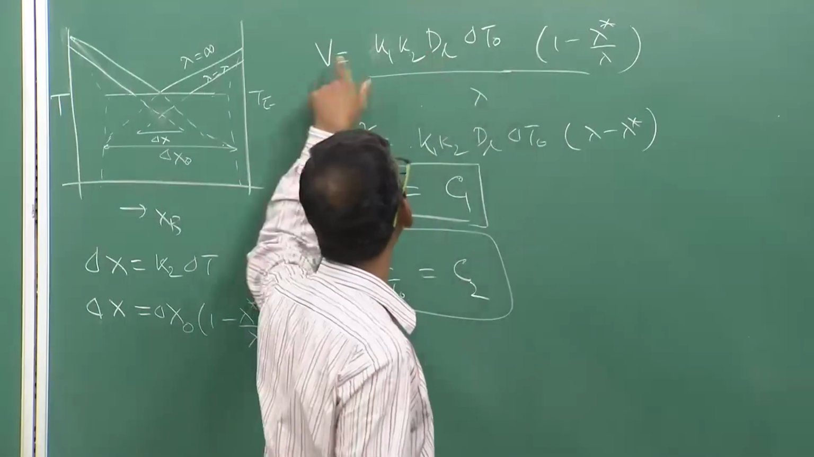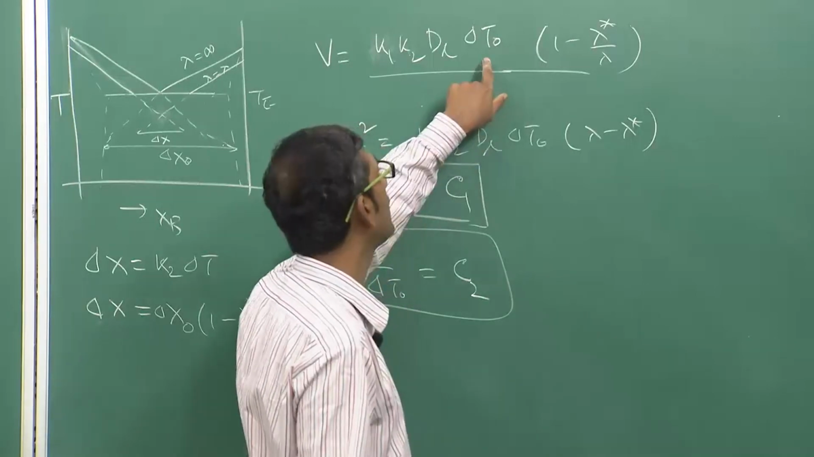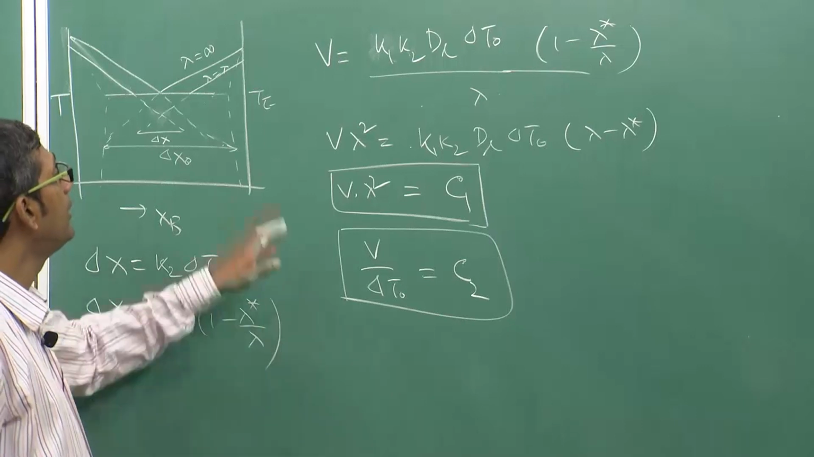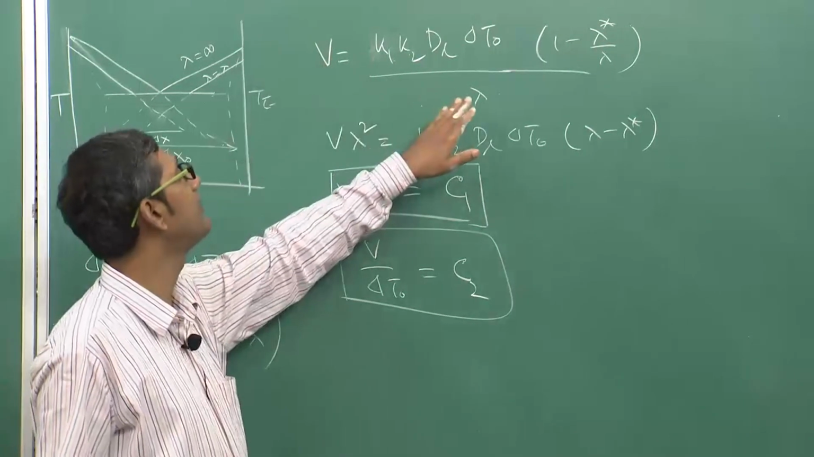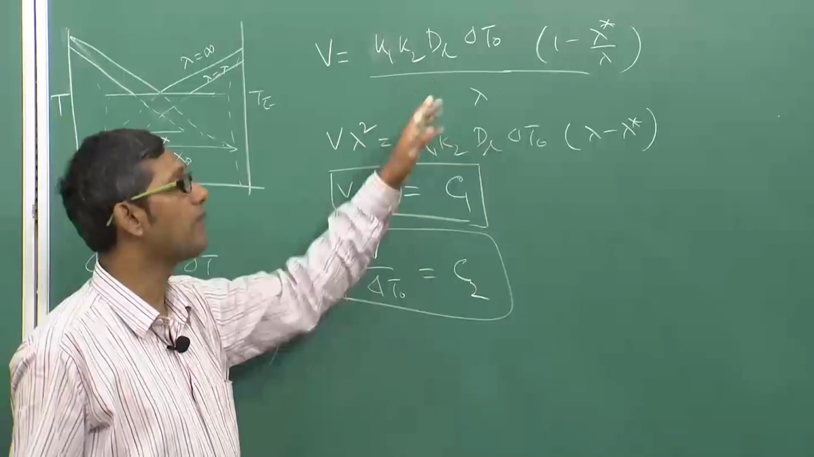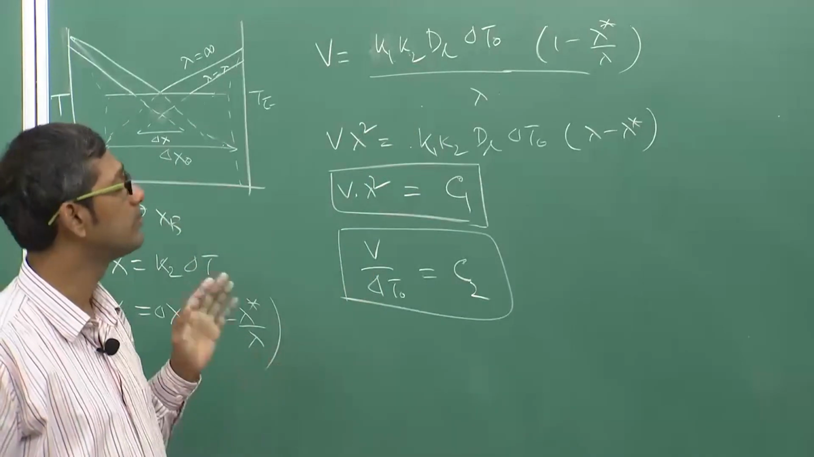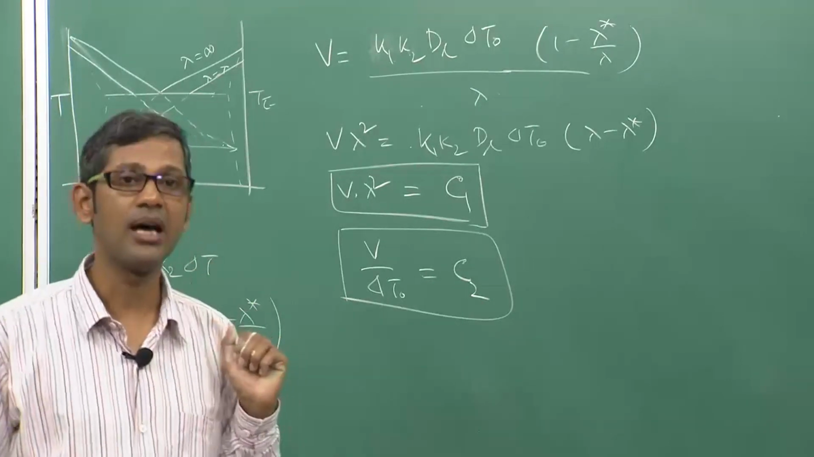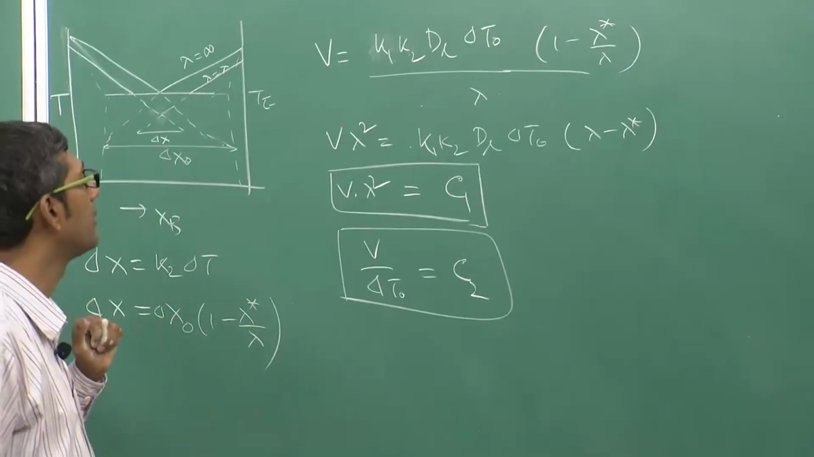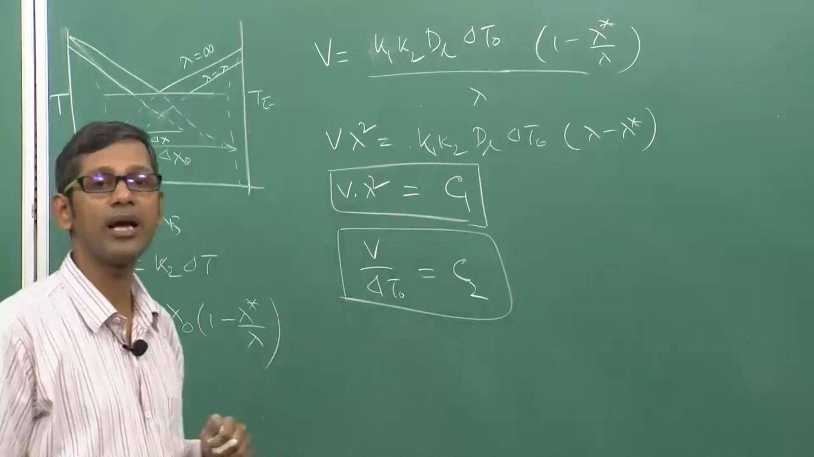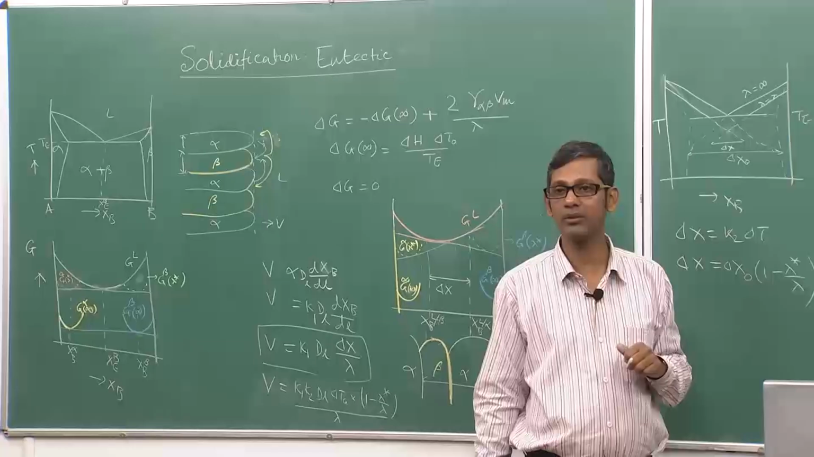We have two variables, v and lambda, for a particular value of delta T0, or delta T, the undercooling. So the question is this: if I have to calculate v and lambda independently, then I must have another equation relating v and lambda. That is not available to us, unlike dendritic growth; here it is not available. So what we normally do is try to assume that eutectic growth happens at the minimum level of undercooling.